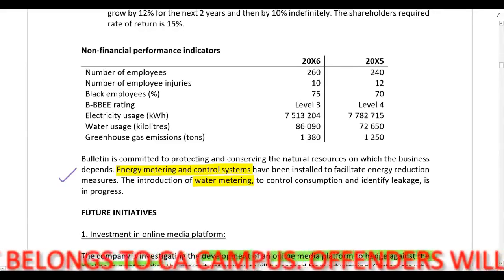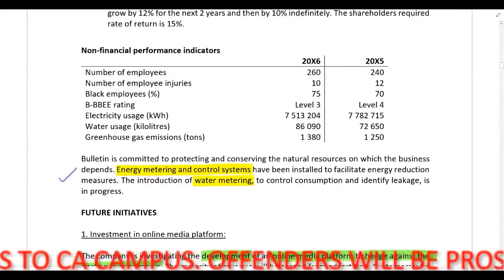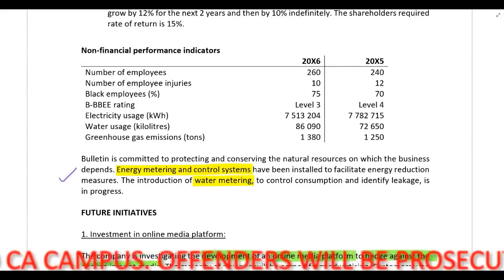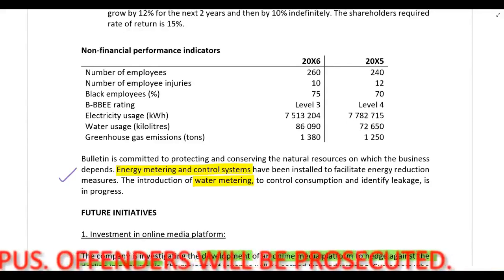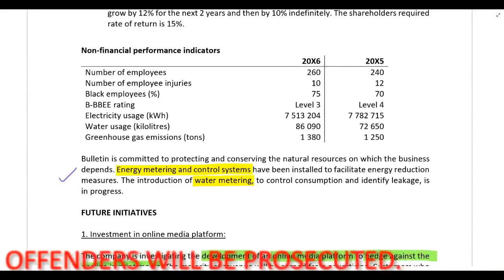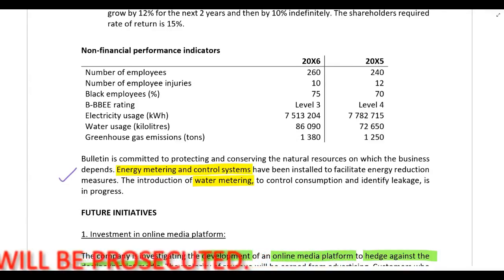You've been given the following non-financial performance indicators. Now, obviously, guys, if we are analyzing environmental performance, that's self-explanatory. It's the impact that the company has on the environment. Is it a positive impact? Is it a negative impact? Then when it comes to social, we are looking at the impact that the company has on people. Do they have a positive or a negative impact on people? So we will be able to use all of these non-financial performance indicators in order to analyze and interpret Bulletin's environmental and social performance.